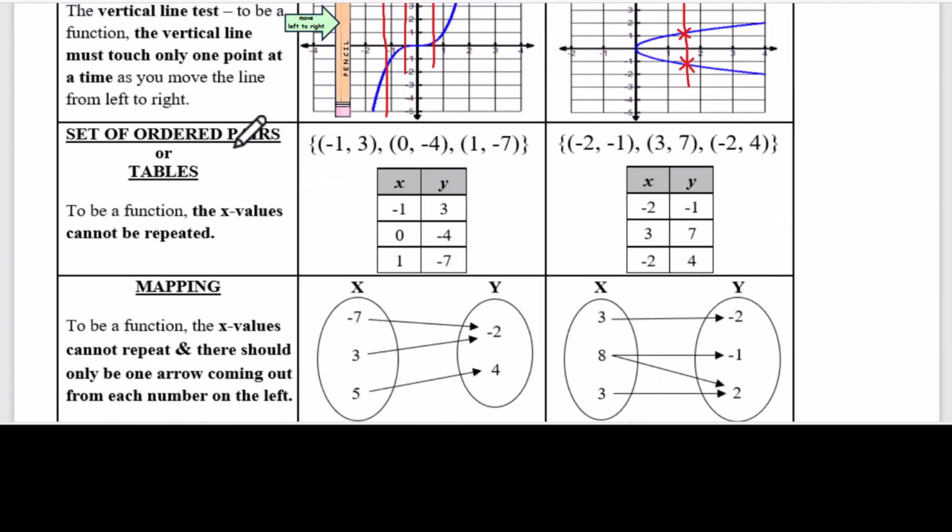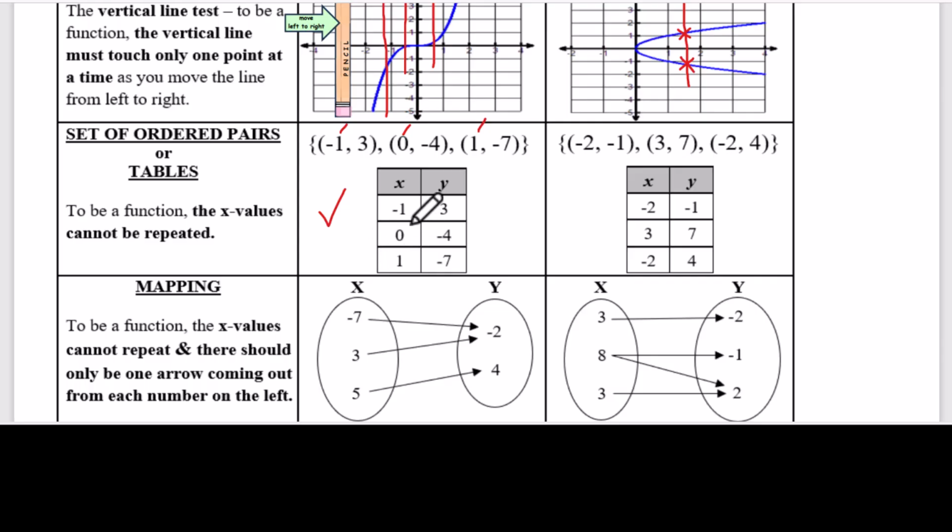Now let's talk about ordered pairs and tables. Remember, a set of ordered pairs looks like this and a table looks like that. And the rule is, to be a function, the x value cannot repeat. So where's the x value? It's the first number inside the parentheses. And if you notice, -1, 0, and 1 do not repeat. So that means this is a function.